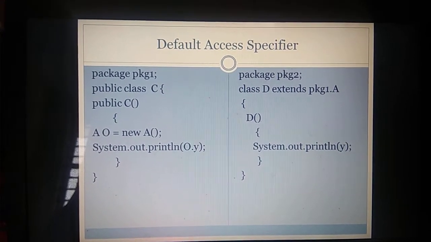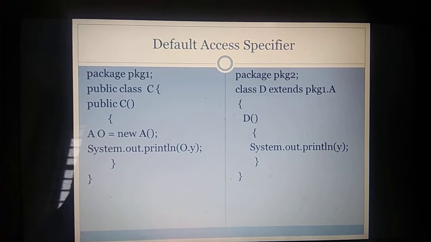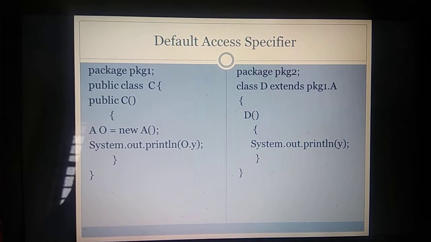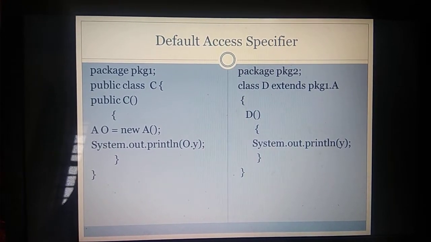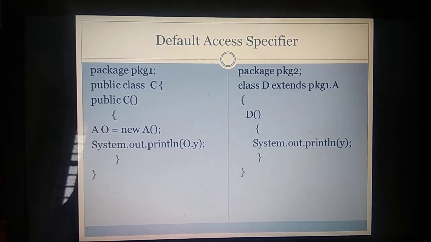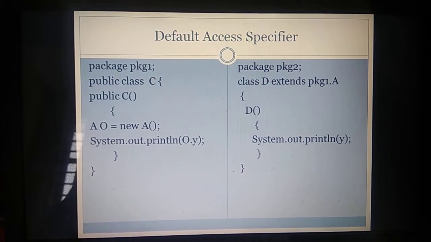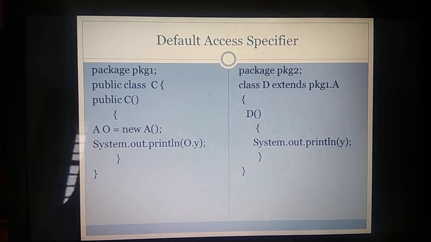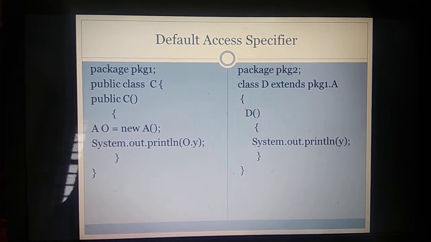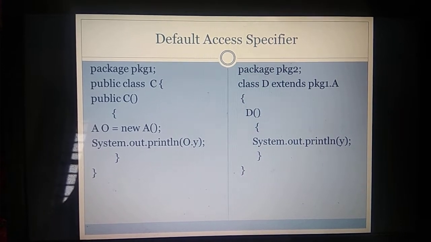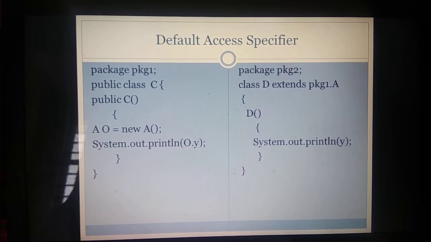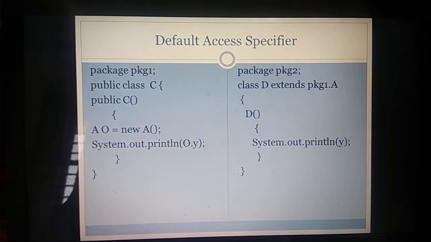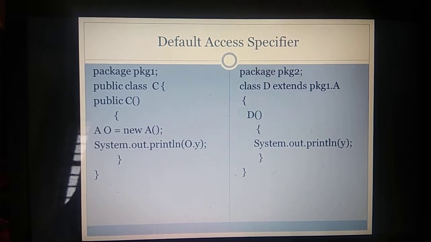When you look at the right hand side code, we are creating the second package, package 2. There we are just extending the package1.A class in class D. Class D is inside the second package. In class D we are creating a constructor and printing y. Keep in mind, you are creating a default access specifier variable that will not be accessed outside of the package.